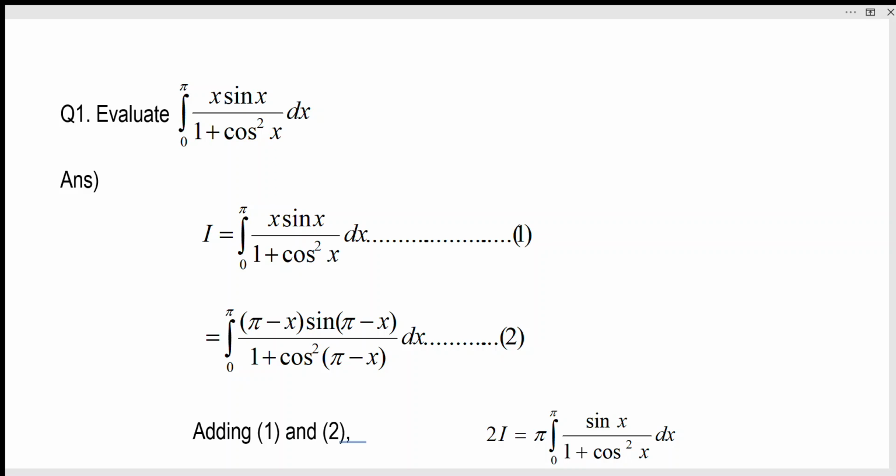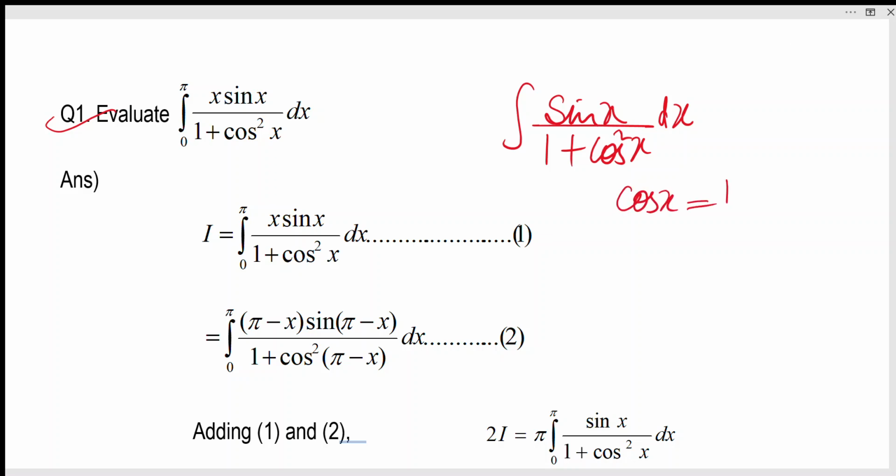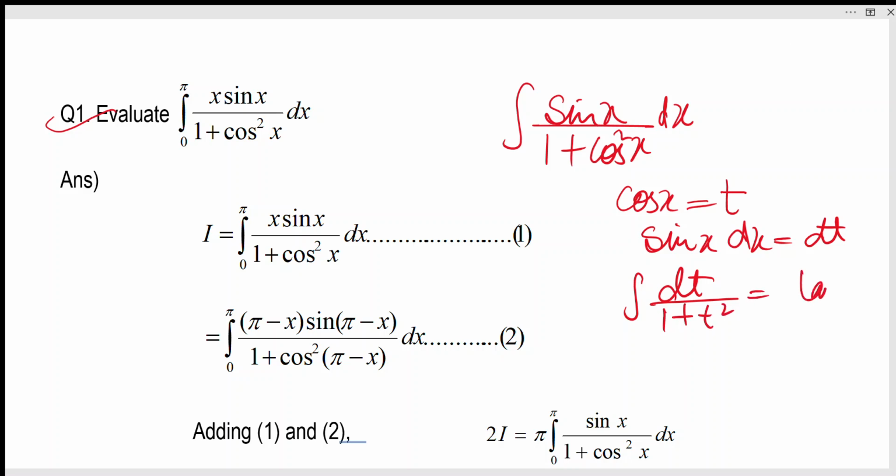Now the first question is evaluate 0 to pi x sin x upon 1 plus cos square x dx. Forget the limits, forget x. If the question is sin x upon 1 plus cos square x, how do you integrate this? The first method of integration, that is substitution. If you put cos x is equal to t, you will be able to handle this because the derivative will be sin x dx is equal to dt. You will make the question as dt upon 1 plus t square and the integral is tan inverse t.